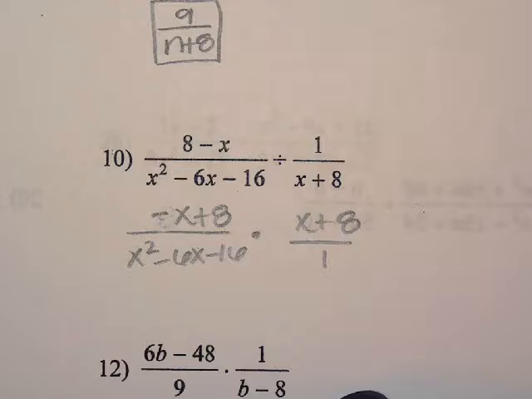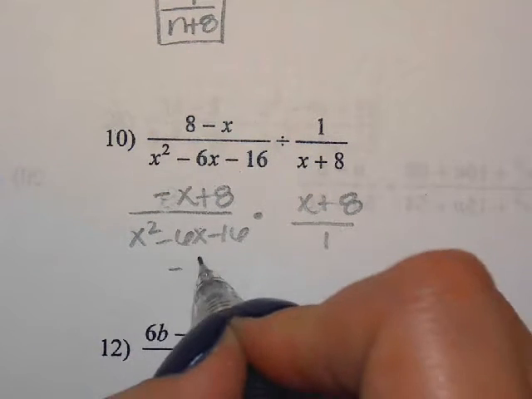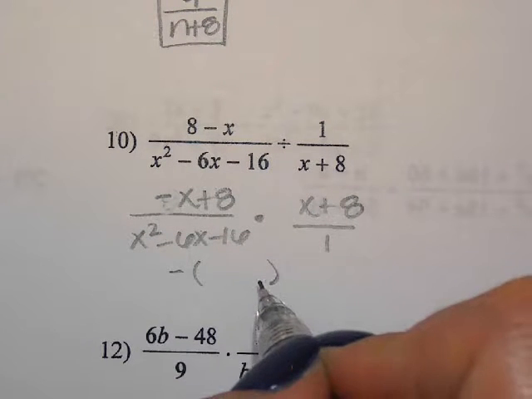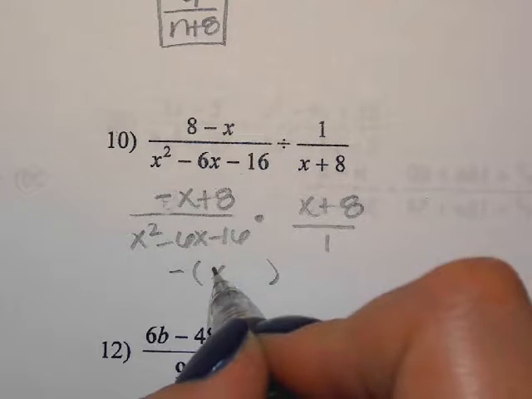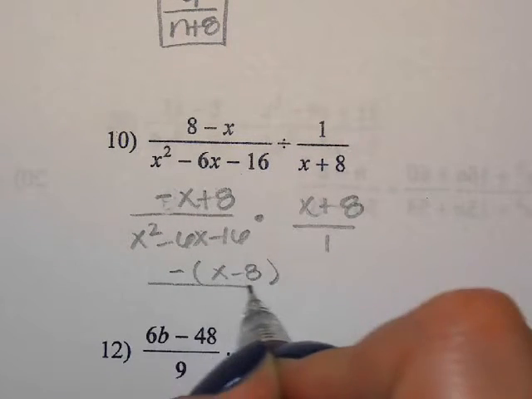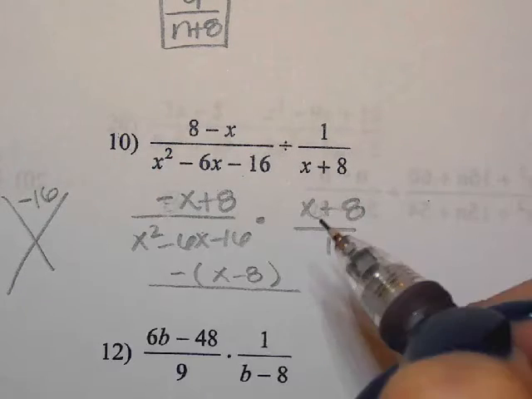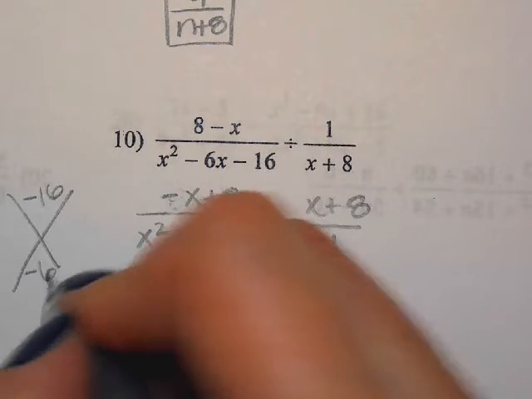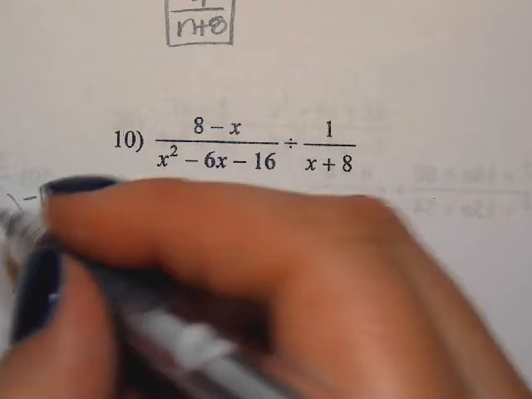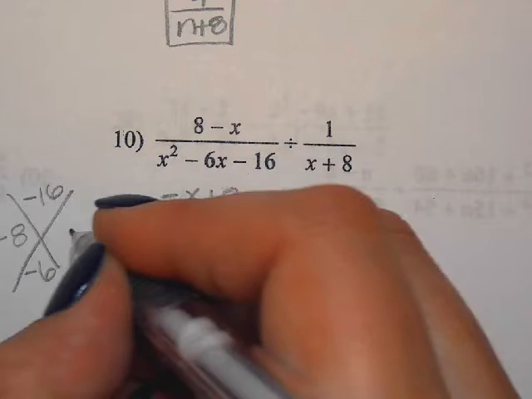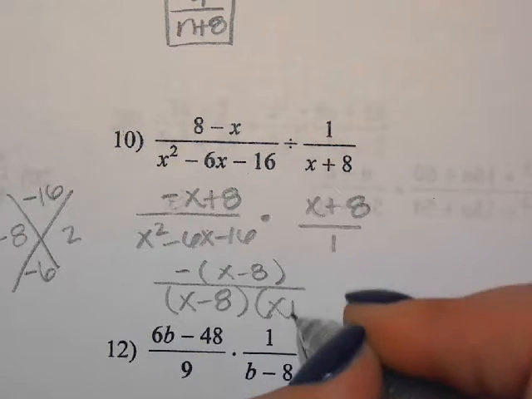And do we put the negative on the outside? Yep. So for the top, we're going to take out a negative. That's going to leave us with x minus 8. On the bottom, we're looking for two things that multiply to negative 16 but add to negative 6. Negative 8 and 2. x minus 8, x plus 2.